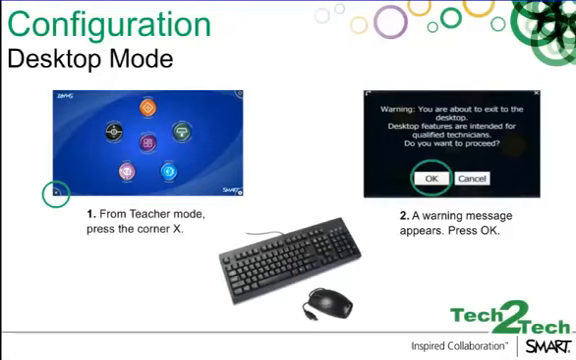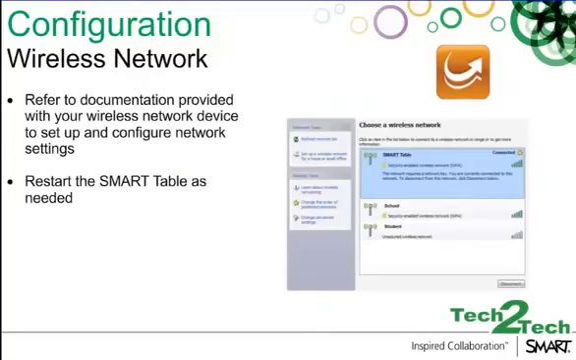To navigate from Teacher mode to the desktop and set up SMART Sync and your network on the table, select the X in the corner of the screen to be prompted to navigate to the desktop. As a note, you can plug in a USB keyboard and a mouse for use on the desktop, but also note that the screen is still touch sensitive, so don't rest your tools on the tabletop. You can now set up and configure the table to your network from the Table Desktop Network and Sharing Center.